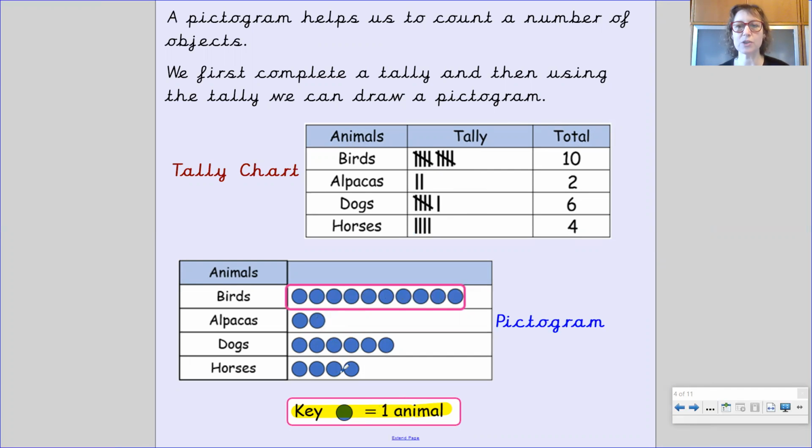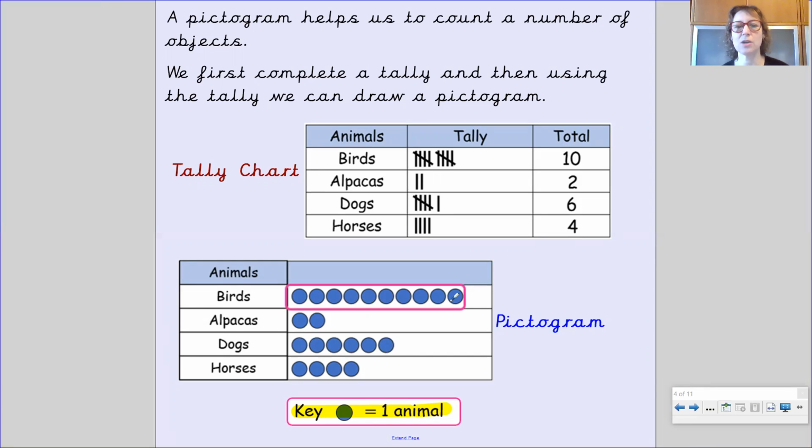Now, one of the things we've got to do when we draw a pictogram is make sure that our pictures line up. So you can see these are all on top of each other, and these are all on top of each other. We don't want to squash them together or make them different sizes or spread them out. We need to make sure that they line up, because that makes it very easy for us to read the pictogram, because I could say to you, which animal did we see the most of? And you can straight away see that birds has got the biggest amount. So you can say, oh, we saw the most birds.